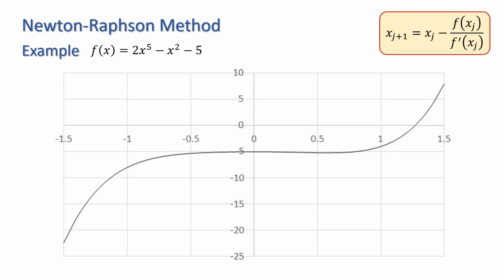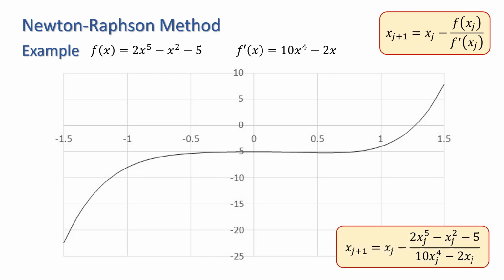Plotting it between minus 1.5 and 1.5, we can see much more clearly that it has a single root. This also provides us with an obvious point at which to start. We can take, for example, x equals 1. First, we need to calculate the derivative. We have f dashed of x equals 10x to the power of 4 minus 2x. Thus, our Newton-Raphson formula is xj minus 2xj to the fifth minus xj squared minus 5 over 10xj to the fourth minus 2xj.